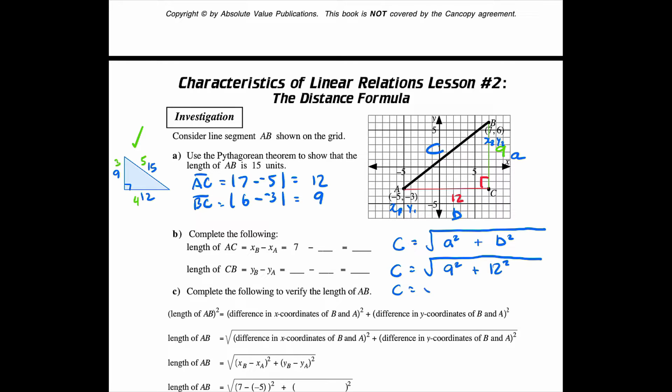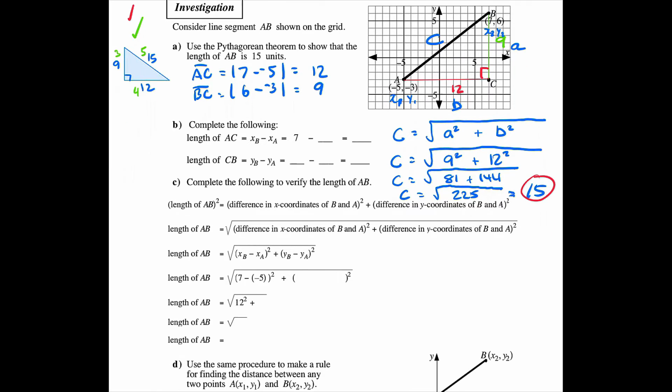And C equals the square root of 81 plus 144. And again, C equals the square root of 225, and if you punch that into the calculator, that equals 15. There we go. So we've proven it using Pythagorean's theorem and relating it to this perfect triangle that I showed you right at the beginning.